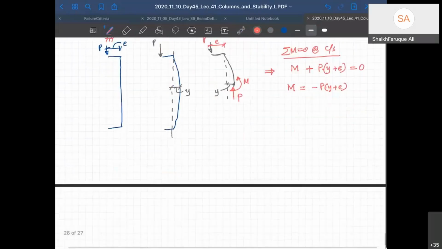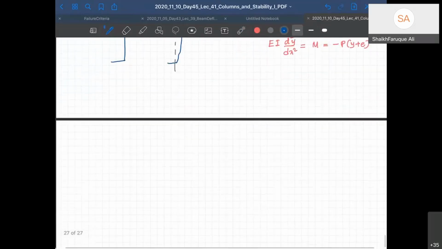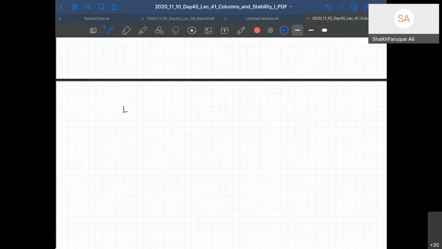And we know our equation is EI d square y by dx square is equal to M, and that's going to be equal to minus P in terms of the load (Y plus E). So now let's go ahead and solve this problem. EI y double dash plus P into Y is equal to minus P into eccentricity. Okay, plus boundary conditions has to come.